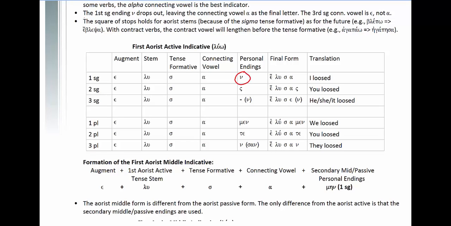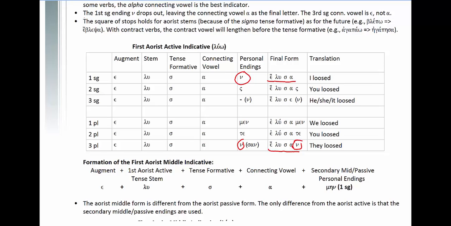endings, as you can see here, are nu. But the nu in the first person singular is simply going to drop off, leaving the connecting vowel alpha as the last letter. So here you have elusa instead of elusan. And that really helps you distinguish it from the third person plural, which does keep the nu.